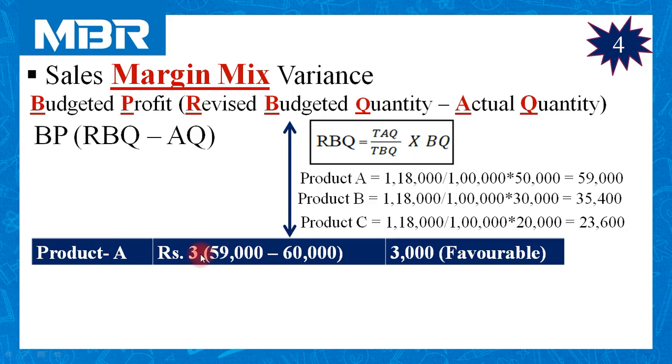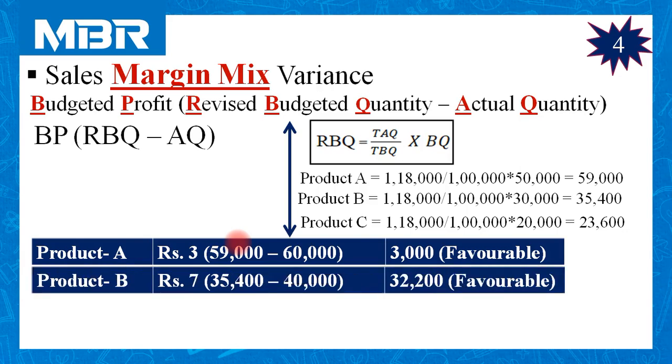It is 3 rupees per unit, 59,000 units as per our calculation of revised budgeted quantity, and actual quantity figures are given by the examiner in our question. For product A, it is 60,000 units. So here, as compared to revised budgeted quantity, our actual quantity is increased. So it is a favorable sign for the company. So the variance is rupees 3,000 favorable.